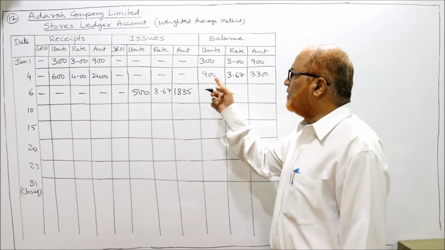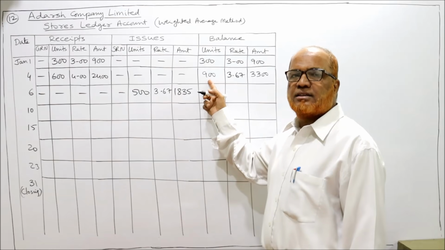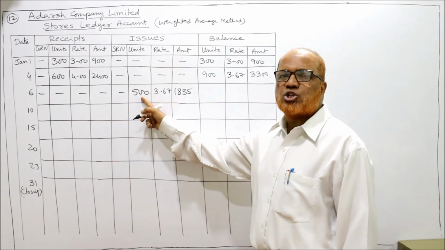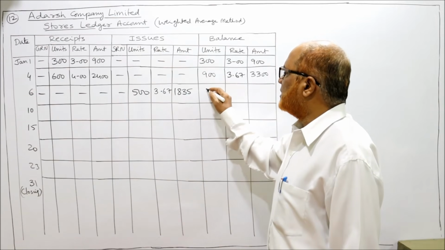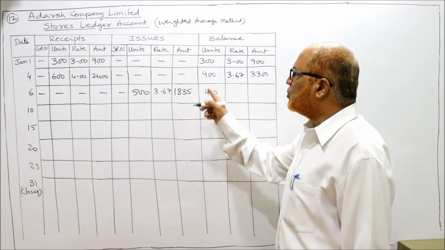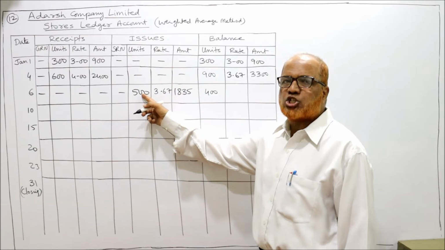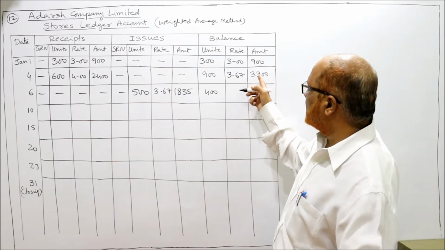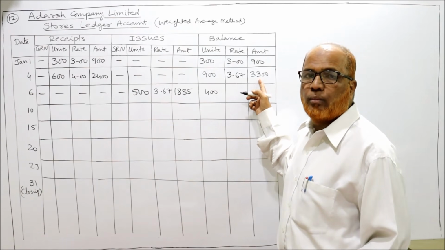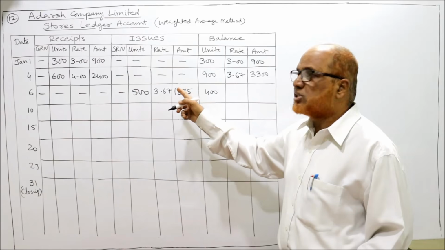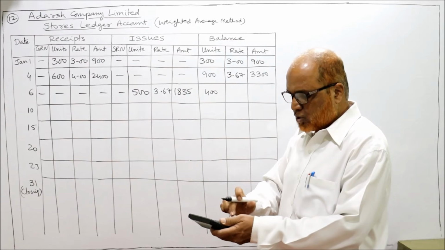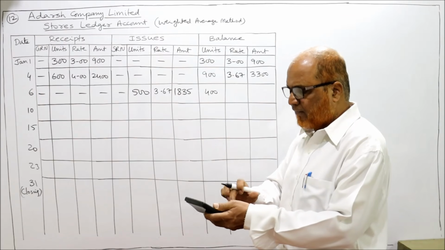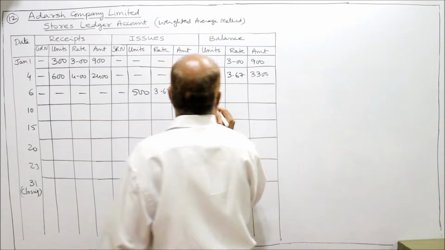Now to find out the balance. What was the lot quantity here? 900. 900 is the balance. Out of 900 units, 500 units are issued, so the remaining balance is 400. What is the amount there? 3300 was the value balance. Now how much amount is issued? 1835. So 3300 minus 1835 comes to 1465.